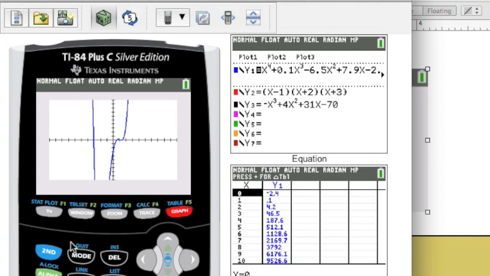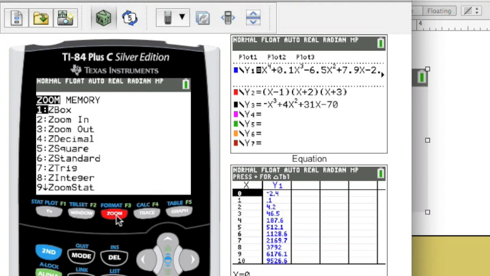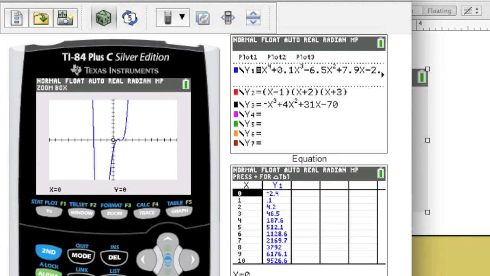So the way that you can examine something, and I think we've looked at this before, but let's go again. To zoom in on a particular section of my graph, I'm going to just press zoom. There we go. And I want to use the Z box, so I'm going to press 1. That was zoom and 1. And I want to make a box around that little section.